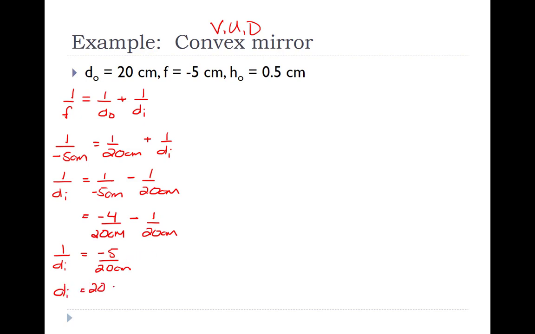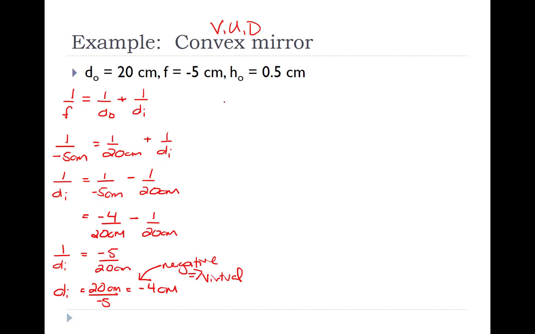So that becomes 20 centimeters divided by negative 5, or in other words, negative 4 centimeters. Okay. First thing, notice it's negative. That negative sign immediately tells me this image is virtual, because that's what the sign conventions tell me.